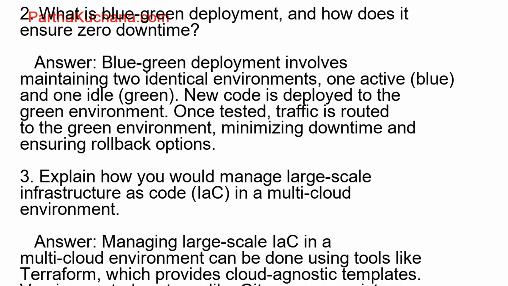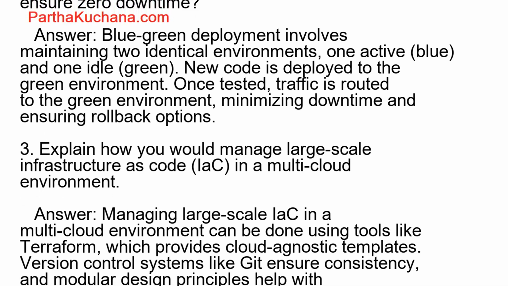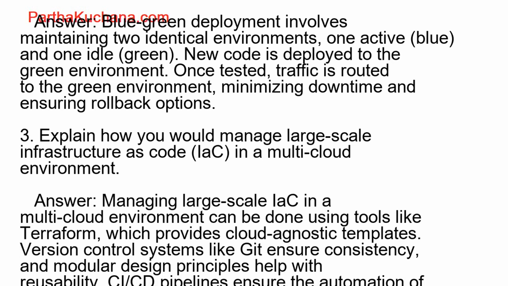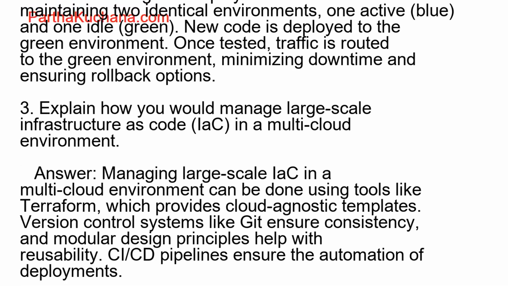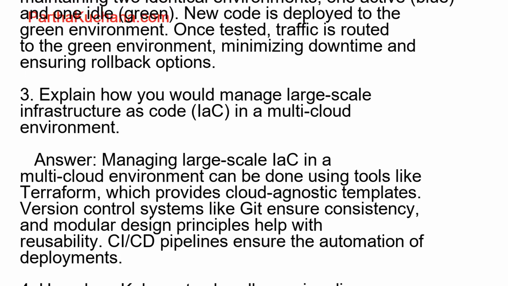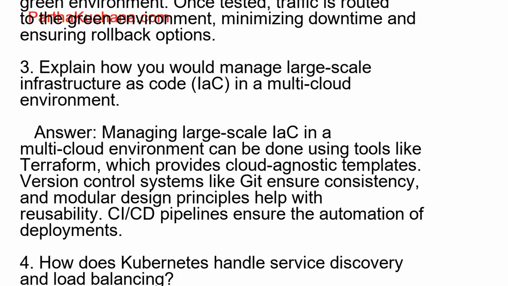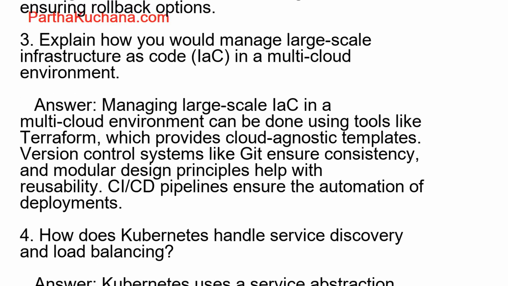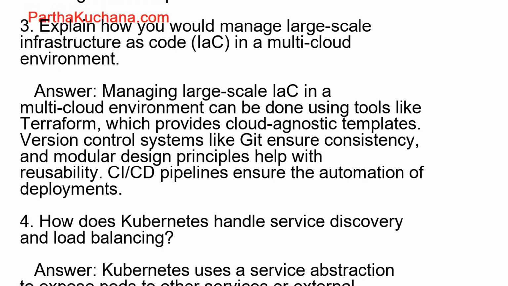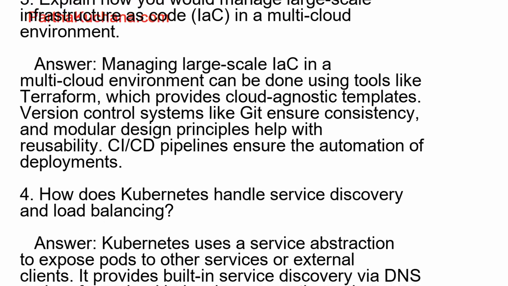4. How does Kubernetes handle service discovery and load balancing? Answer. Kubernetes uses a service abstraction to expose pods to other services or external clients. It provides built-in service discovery via DNS and performs load balancing across the pod replicas, distributing traffic based on round-robin or other strategies.